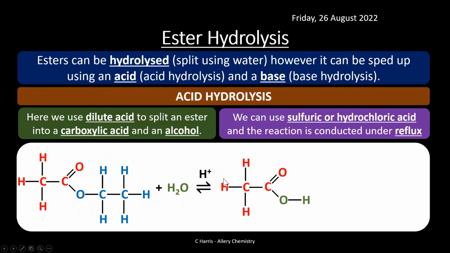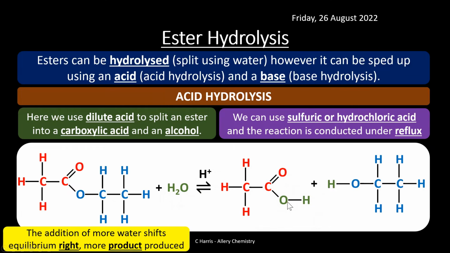There's your H plus ions. Now, what we form is your carboxylic acid, which is here. Obviously, the water. So with the water here, that will join to form the OH. And then obviously you form your alcohol here on the right hand side. So you can see here you've got ethanol. So the addition of more water, which is this bit here, will shift equilibrium to the right and we get more product that's formed. So generally you would add a reasonable amount of water into this and this should help push equilibrium to the right. And obviously you form the components that made up the ester in the first place, which is your carboxylic acid and your alcohol there on the right.